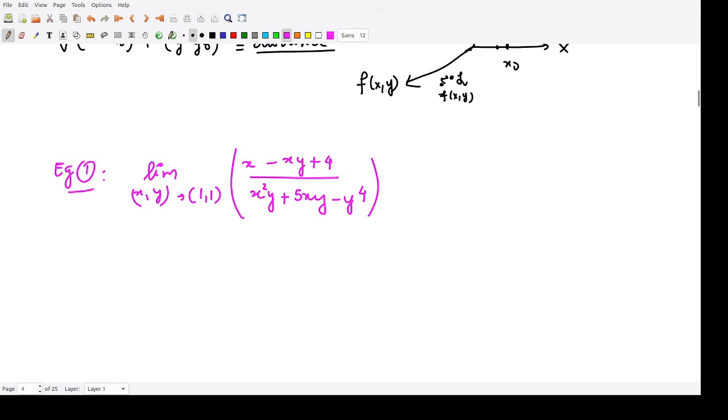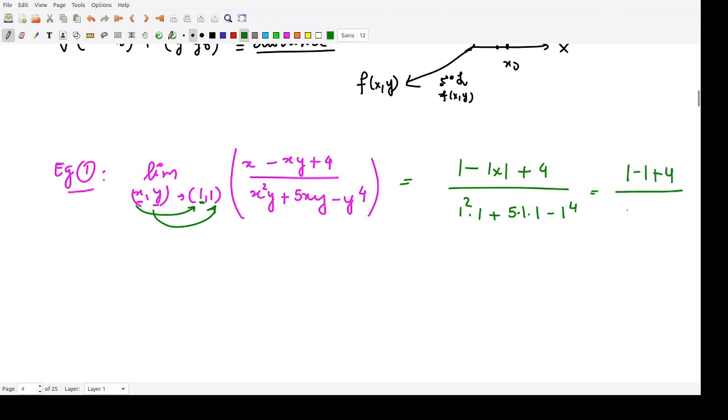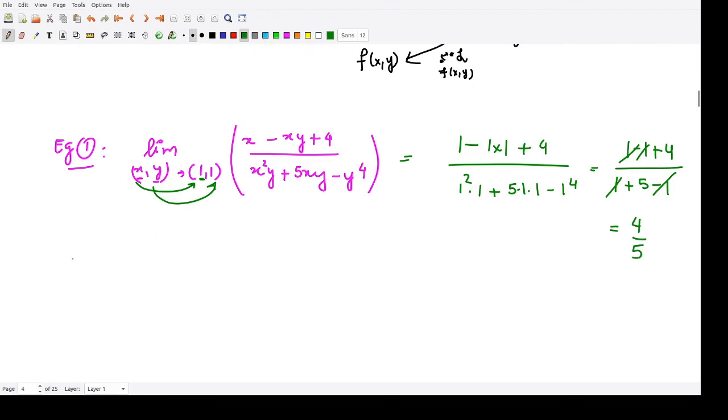You could calculate the limit by directly substituting the values of x comma y. The value of x is 1, the value of y is also 1, so you could directly substitute it here, because the denominator does not become 0. So it would be 1 minus 1 into 1 plus 4 divided by 1 square into 1 plus 5 into 1 into 1 minus 1 raised to power 4. That would be 1 minus 1 plus 4 divided by 1 plus 5 minus 1. The minus 1 and minus 1 cancel, so you will be left with the answer 4 upon 5. Now you see another example.